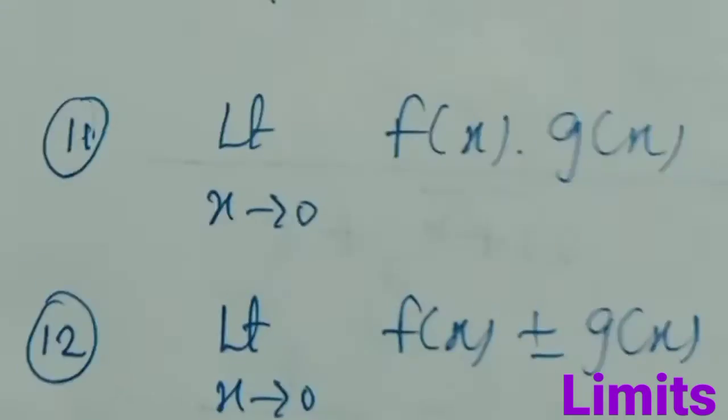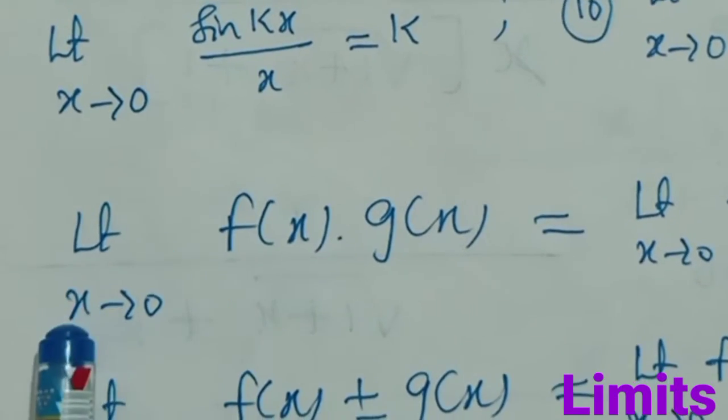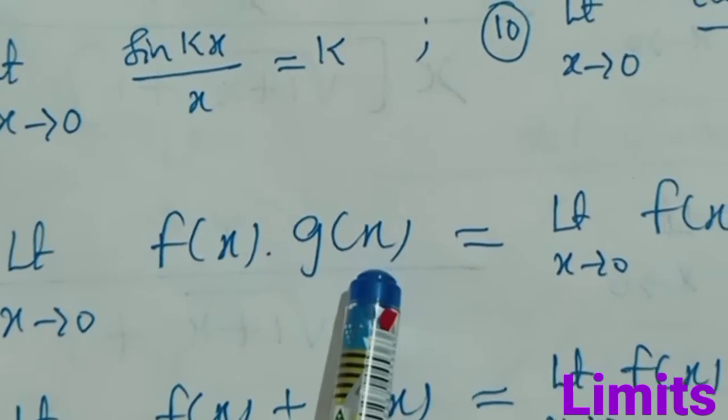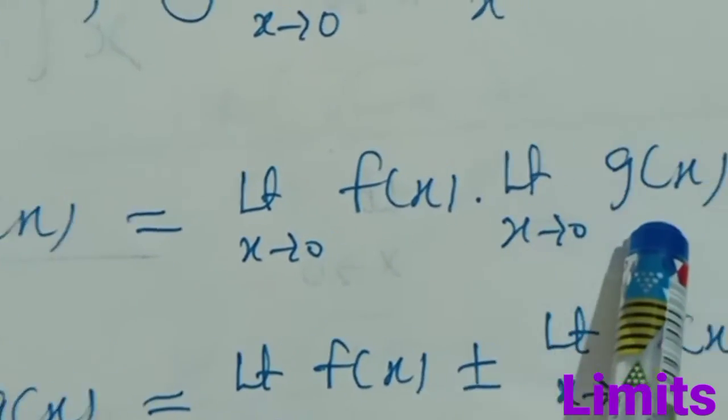Next, 11th one, limit x tends to 0, f of x into g of x, it is equal to limit x tends to 0 f of x into limit x tends to 0 g of x.